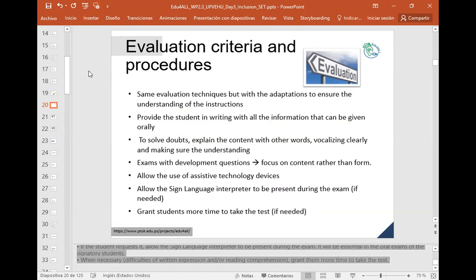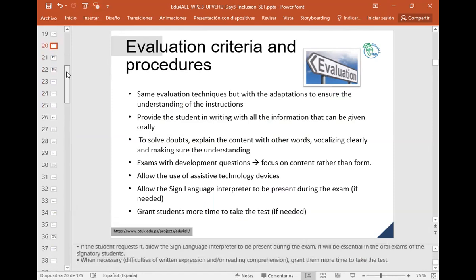For the evaluation, it is recommended to use the same evaluation techniques that are applied to the rest of the students, but use the necessary adaptations to ensure the understanding of the instructions for the realization of the different tests. Provide the student in writing with all the information that can be given orally: evaluation criteria, time to do it, or other clarifications or comments that may arise during the test. To solve his/her doubts, explain the content with other words, vocalizing clearly and making sure he has understood.